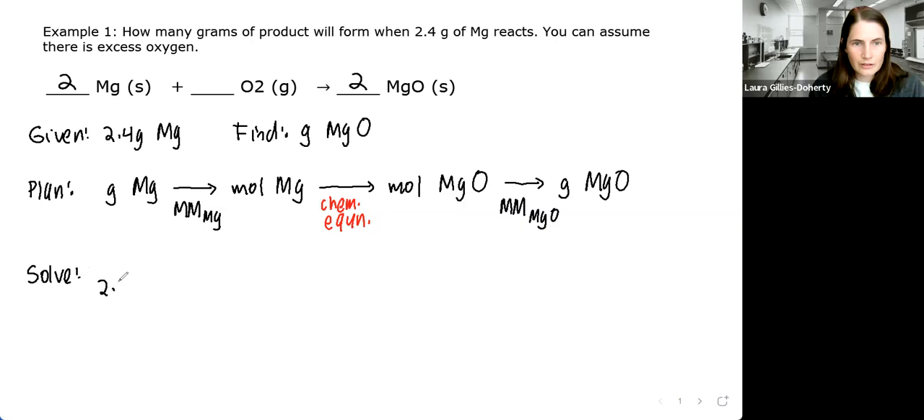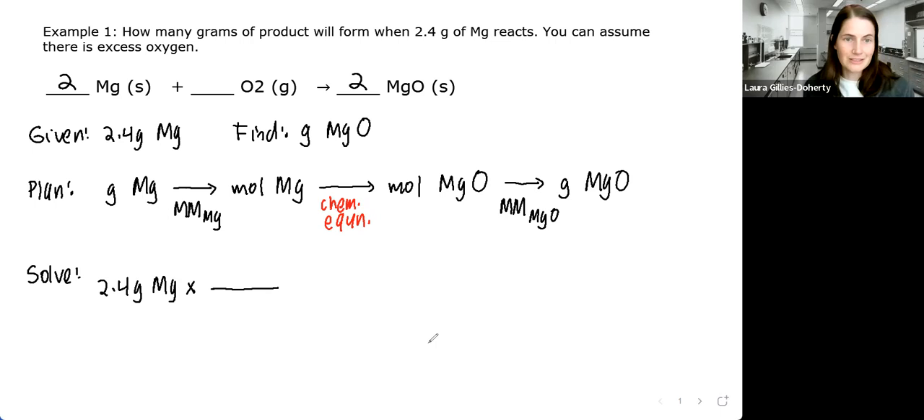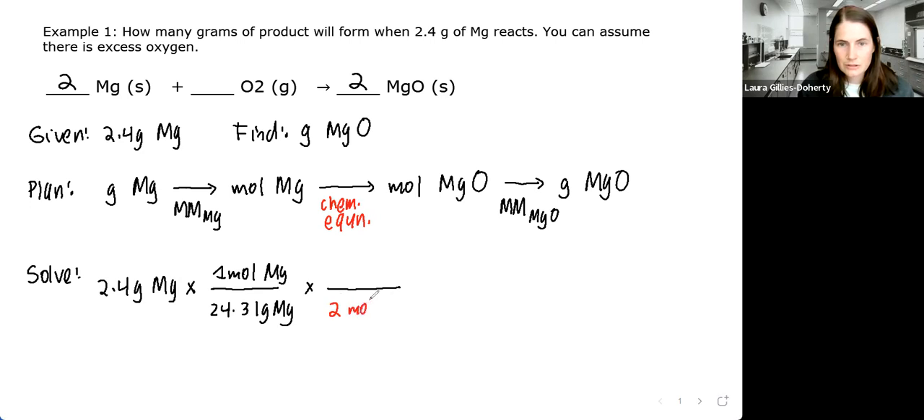So we start with 2.4 grams of magnesium. The molar mass of magnesium, you just check it on the periodic table. Its atomic mass is the same as its molar mass. So we have 24.31. We can round that to the hundredths place for this class. So 24.31 grams of magnesium for every 1 mole of magnesium. And now we're going to use our coefficients from our balanced chemical equation. For every 2 moles of magnesium that react, we make 2 moles of our product, magnesium oxide.